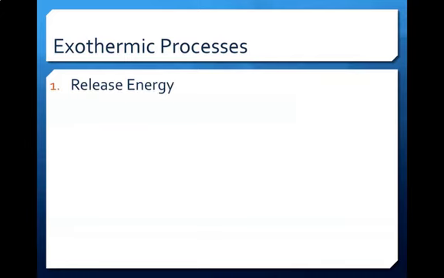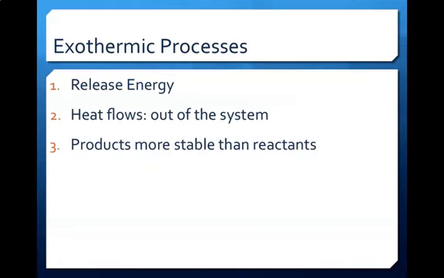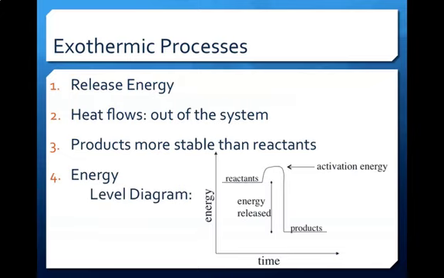Exothermic processes release energy. Heat flows out of the system, so that again would be my coffee mug if we're thinking about processes. If we're thinking about chemical reactions, well, that would be a good combustion reaction. If I light something on fire, it's going to be an exothermic process. The products are more stable than the reactants are. The energy level diagram.